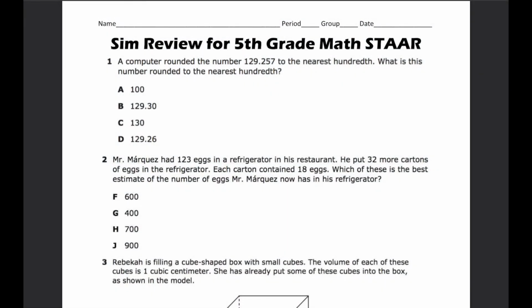All right, so we're going to be going through the sim review for 5th grade Math Star, the first 10 questions, and while we do this, we're going to be using the CUBES strategy. CUBES stands for: circle all of our numbers, underline the question, box important information, eliminate information that we don't need, eliminate answer choices that don't make sense, and then we will check and solve, or solve to check our answer choice.